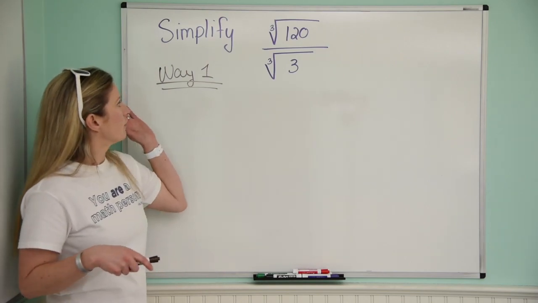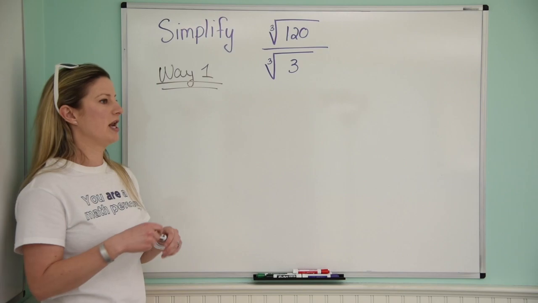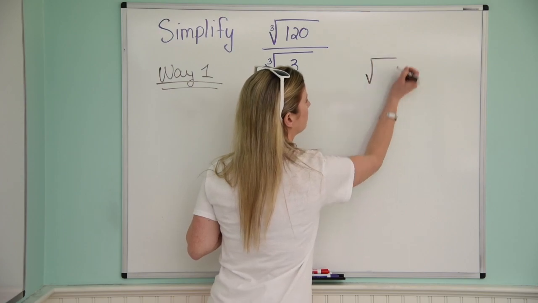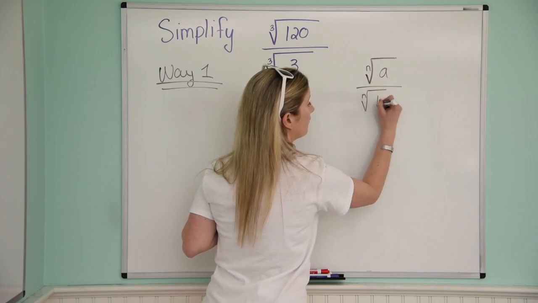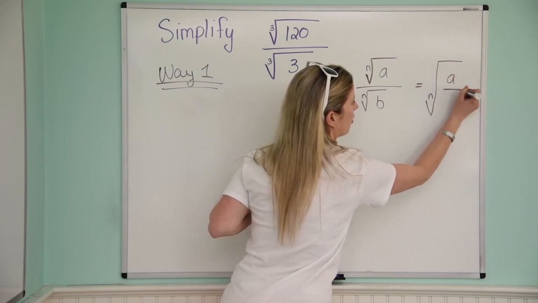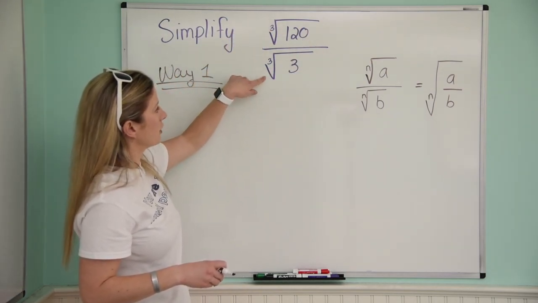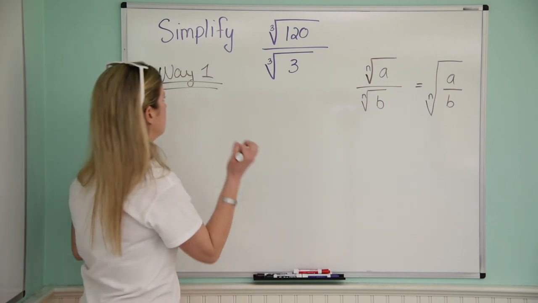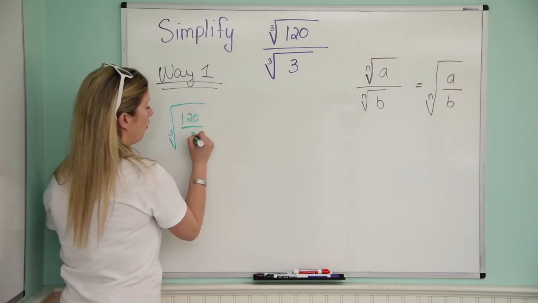All right, so for way one, we've got the cube root of 120 over the cube root of 3, and we want to simplify it. So remember, one of your properties is very helpful with this. You may remember that the nth root of a over the nth root of b equals the nth root of a over b, okay? So in this case, we can rewrite the cube root of 120 over the cube root of 3 as the cube root of 120 over 3.